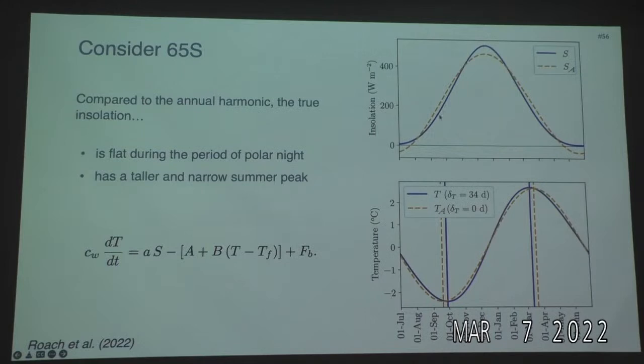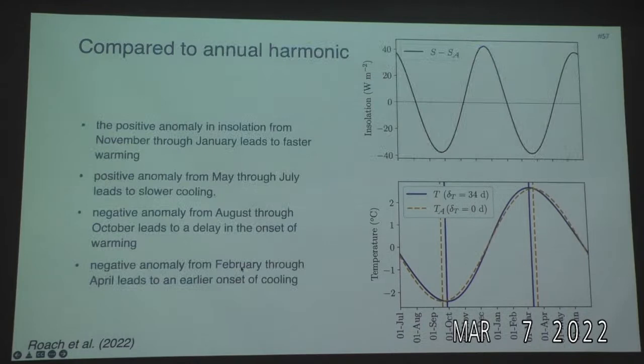And then this figure on the right is the seasonal cycle of temperature that arises from that insolation, either the true insolation or the annual harmonic, when we put it into this equation here. So compared to the annual harmonic, we have this interesting pattern of anomalies. We have a positive anomaly in insolation from November through January, where we have this concentrated summer peak in the high latitudes. And you can see from this figure that this is around the time that we have faster warming.